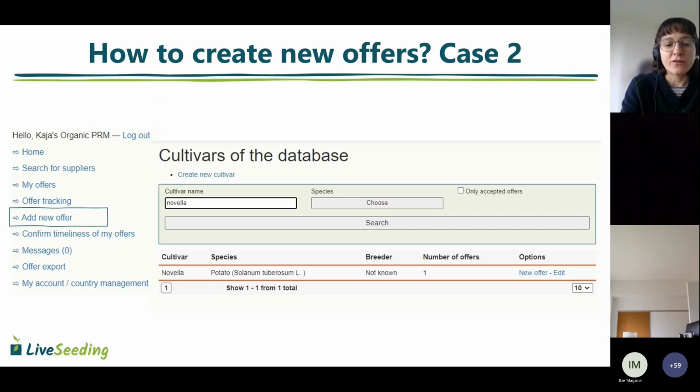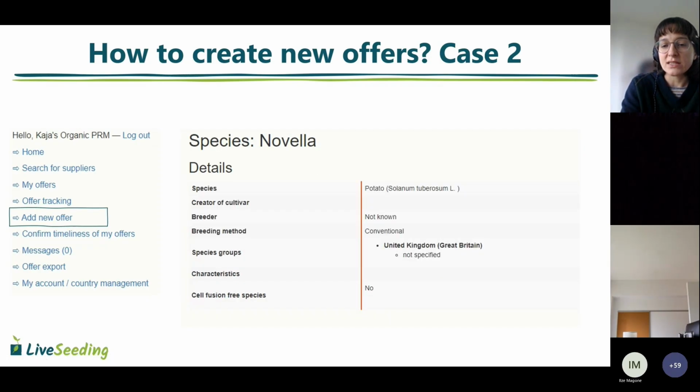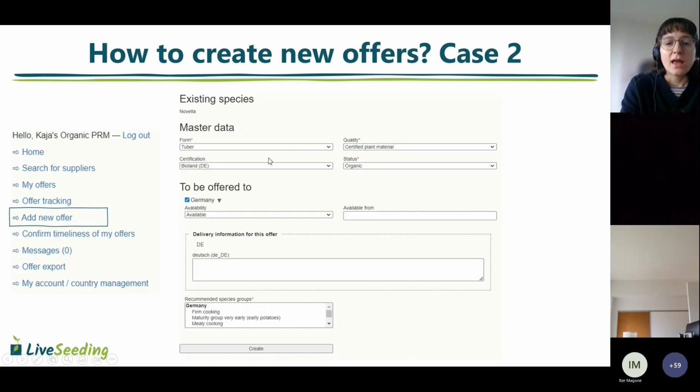Now we have the case of a cultivar that is also in the cultivar catalog. But if we now click on Edit, we will see it is not allocated to a species group yet in Germany, only in the United Kingdom, Great Britain. So we again click on New Offer. And we first again make general information on this offer: form, quality, certification, and status. Then we make country-specific information, so on the availability and delivery information.